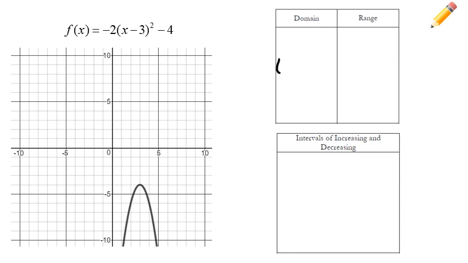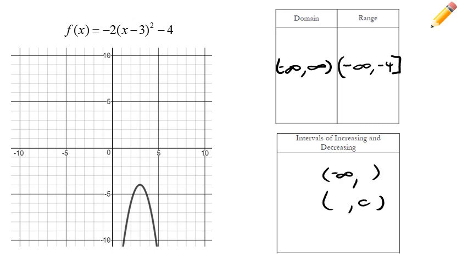Here's your freebie. Domain should be automatic. Range should be pretty quick, low to high, bracket, parenthesis. Increasing, decreasing. Remember, you'll always have 2 intervals. You'll always go negative infinity to infinity, and your axis of symmetry will always be the point. From negative infinity to 3, I am increasing. And from 3 to positive infinity, I'm decreasing.